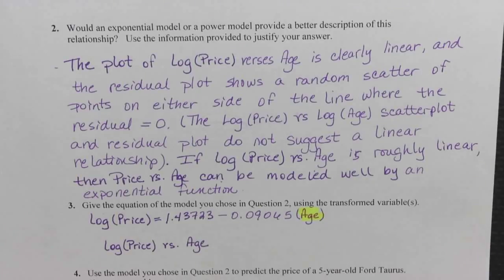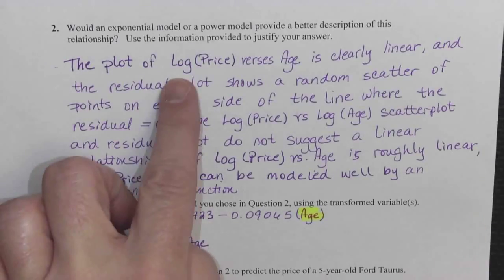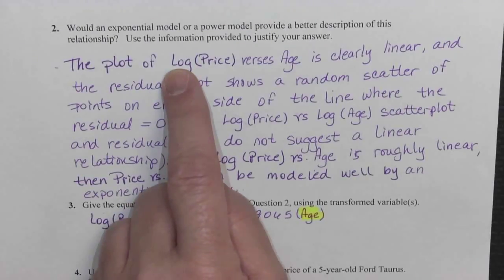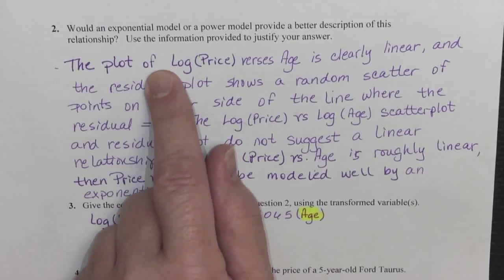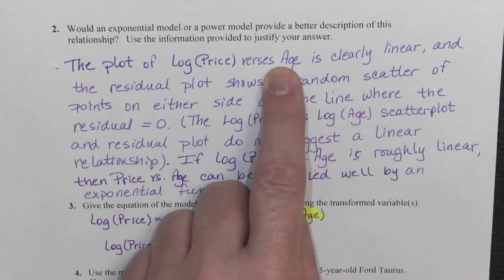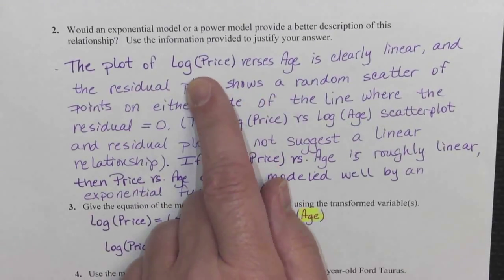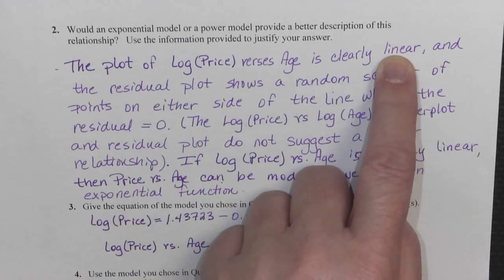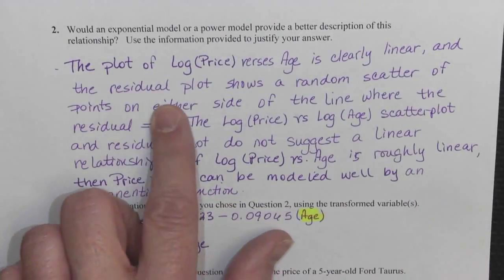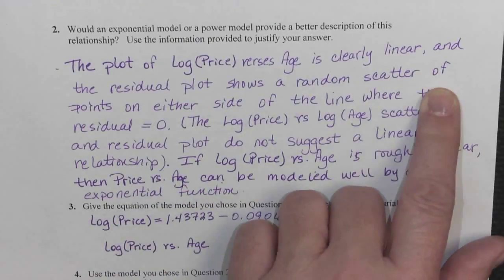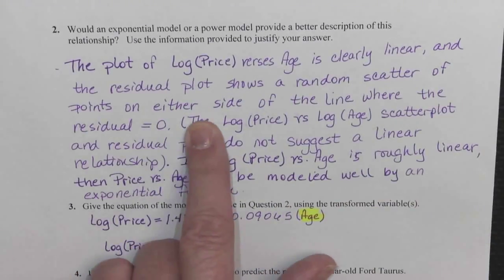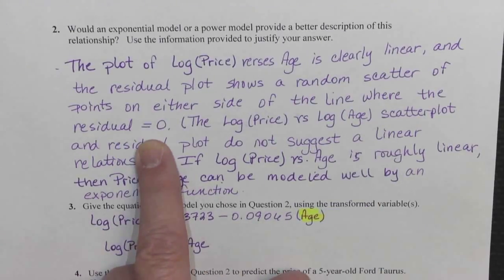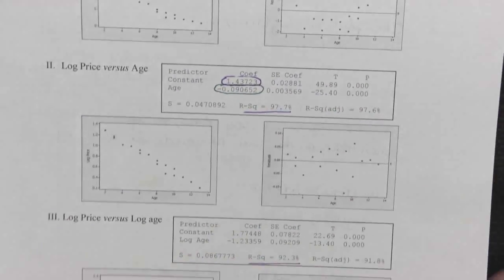Okay, so if we look at the next one, remember logs have to do with exponents. So they're describing the exponent, right? The plot of the log price versus the age, so the exponent with the base 10 of the price versus the age, is clearly linear. And the residual plot shows a random scatter of points on either side of the line where the residual equals 0. So let's look at that again.